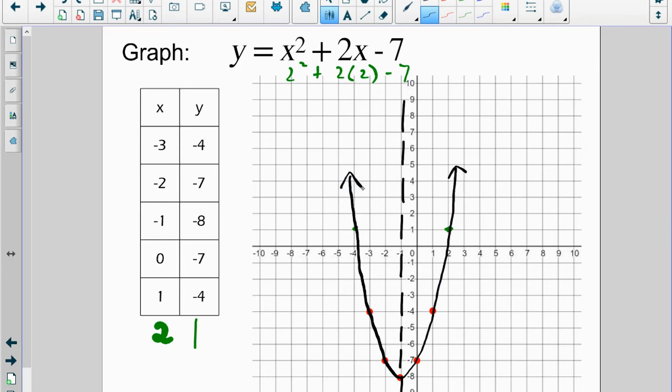Going through my points as best I can and making sure that you put arrows at the ends of each arm to indicate those keep going. They don't stop there. All right, so there's a nice picture of my parabola.